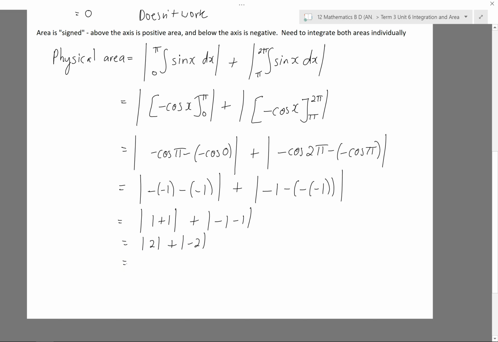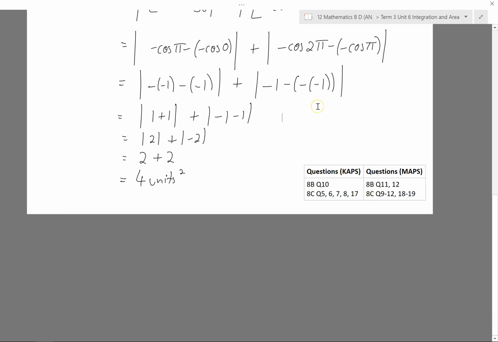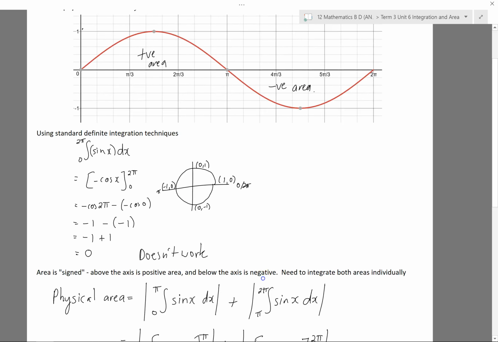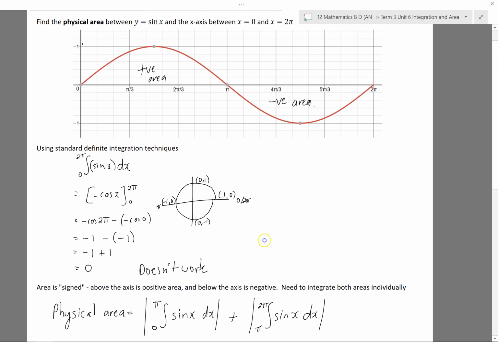Now I can get rid of these absolute value signs. So 2 plus this minus 2 changes to a 2, and I've got a physical area of 4 units squared. That 4 units squared looks a lot more realistic than the 0 that we got using the standard techniques.